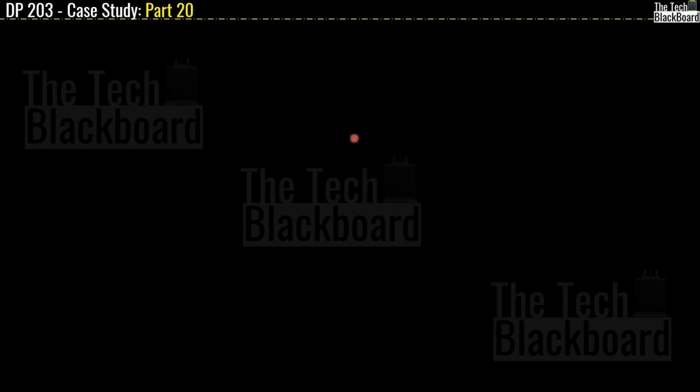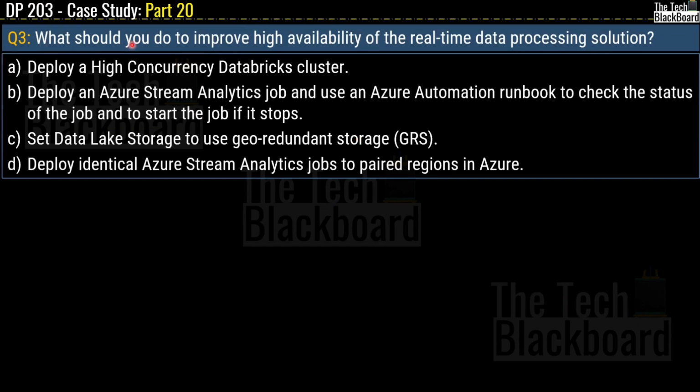Now let's move ahead with question number 3. It says, what should you do to improve high availability of the real-time data processing solution? Your options are deploy a high concurrency Databricks cluster. The second option is deploy an Azure Stream Analytics job and use an Azure Automation Runbook to check the status of the job and to start the job if it stops. Then the third one is set the data lake storage to use geo-redundant storage. Lastly, we have deploy identical Azure Stream Analytics jobs to paired regions in Azure.